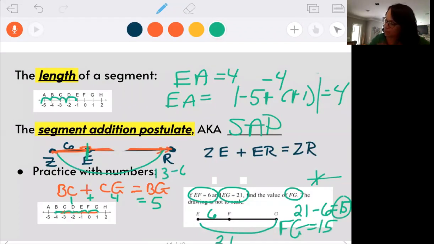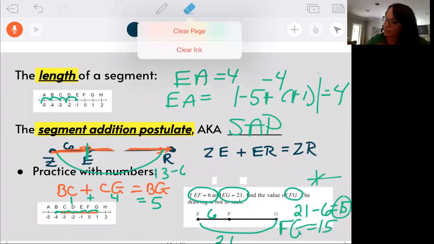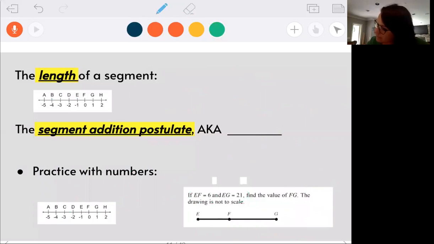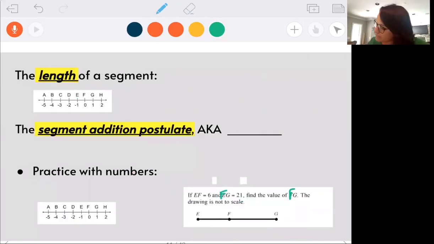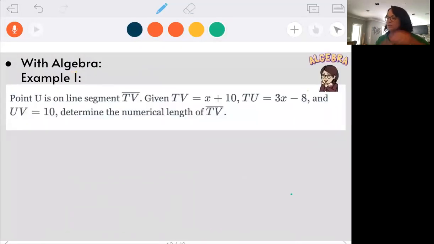Now, be careful, because you got to read these carefully. If this one right here had said from F to G is 21, and then asked you for E to G, that's different, because then this piece is 6, the other piece is 21, and they're asking you for the whole way, so then you'd add them. So you just got to be careful whether you're going to add those up or subtract them.